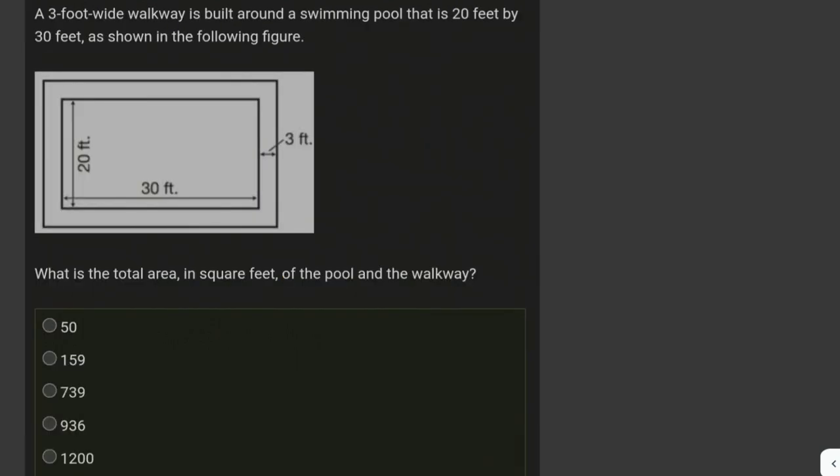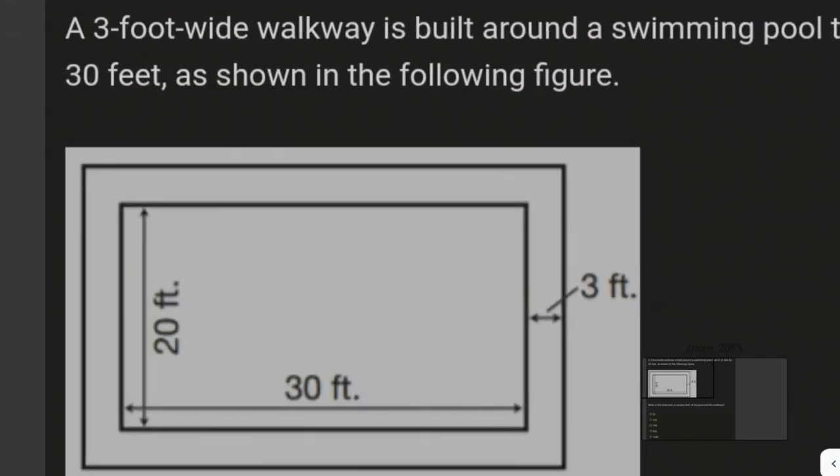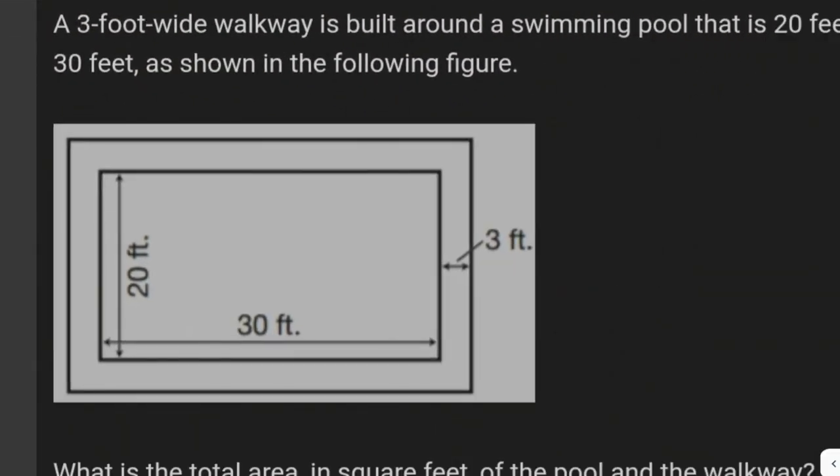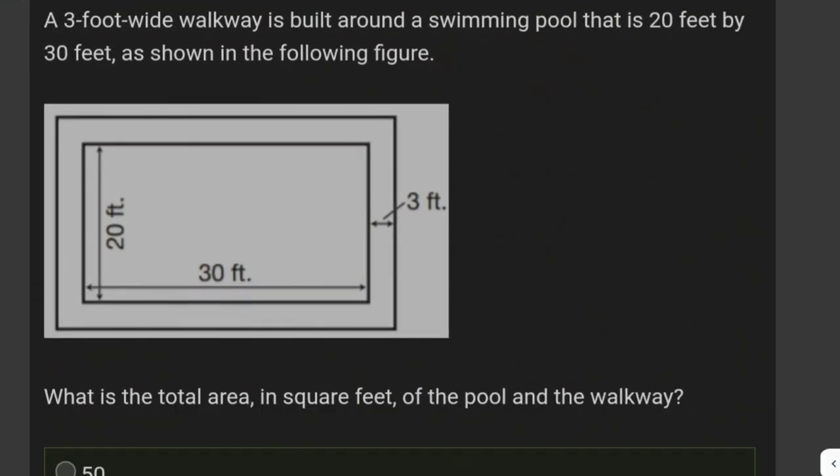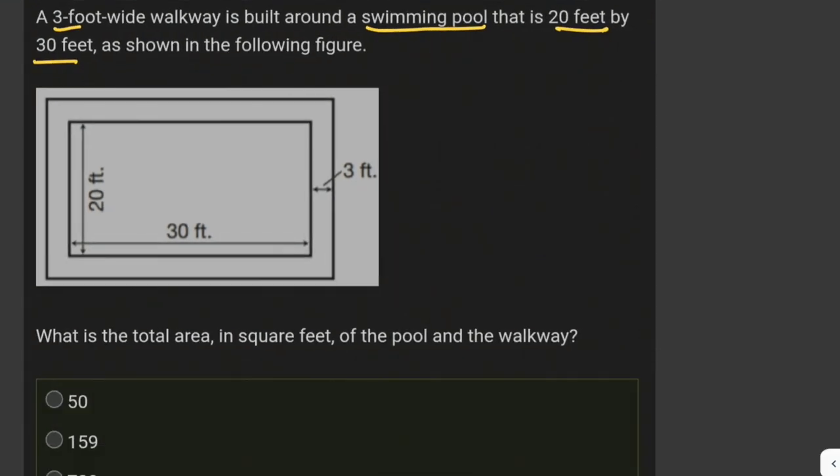Right, let's solve another problem. A 3-foot wide walkway is built around a swimming pool that is 20 feet by 30 feet, as shown in the following figure. So we're given here the dimensions of this swimming pool. What is the total area in square feet of the pool and the walkway? So we need to solve for the total area of the pool and the walkway.